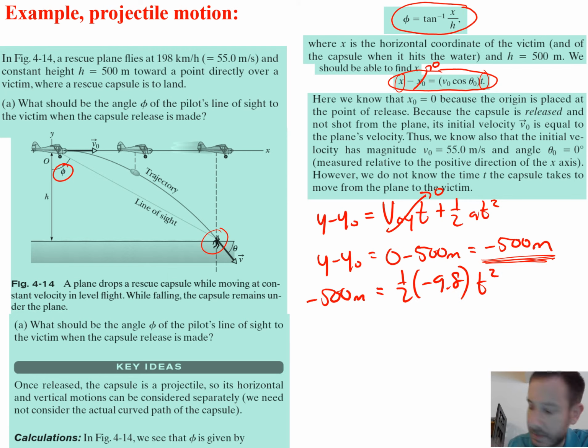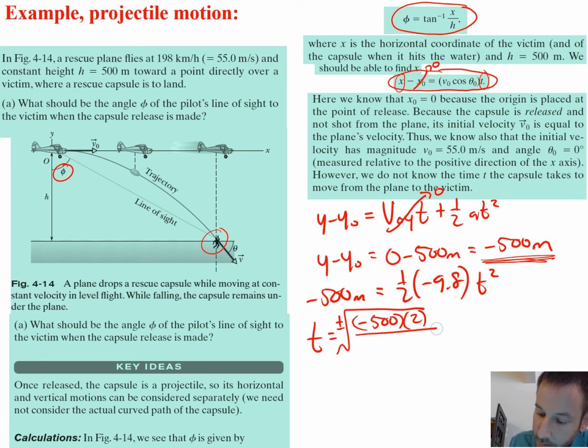So now we want to solve for t. To do that, I'm just going to rearrange the equation, multiply both sides by 2, divide by negative 9.8, and then take the square root. So you get this plus or minus the square root of negative 500 times 2 divided by negative 9.8.